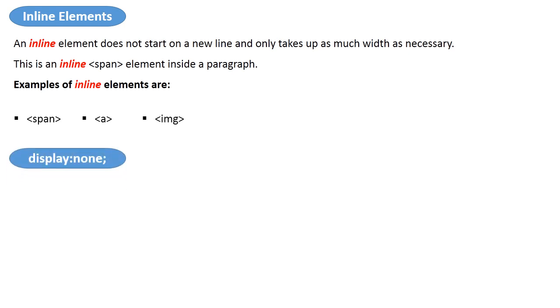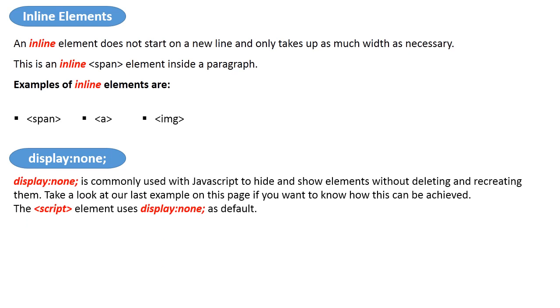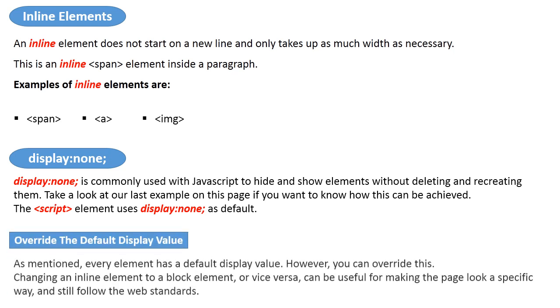The next thing I want to discuss now is the display value. The display is none. Display none is commonly used with JavaScript to hide and show elements without deleting and recreating them. Take a look at our last example on this page if you want to know how this can be achieved. The script element uses display none as default. We have to override the default display value.